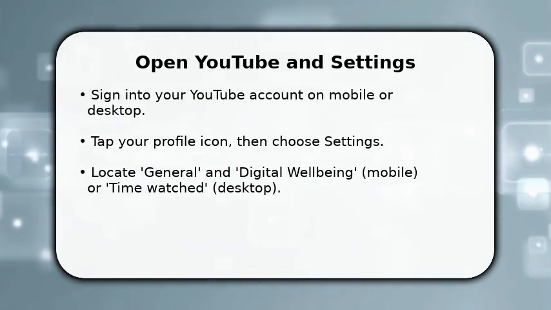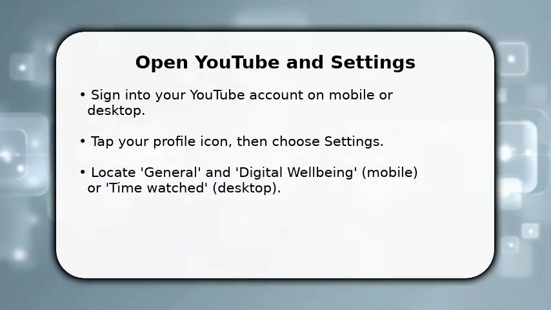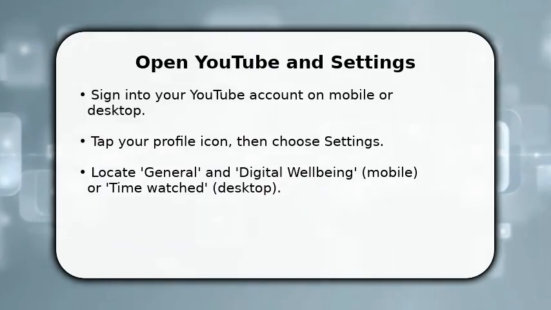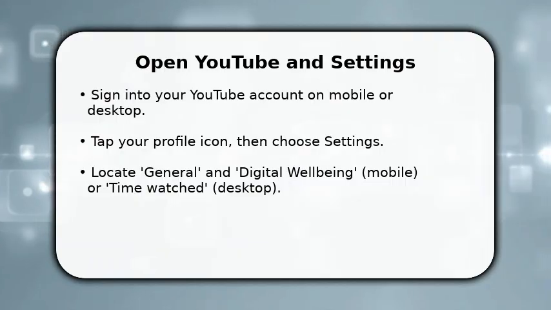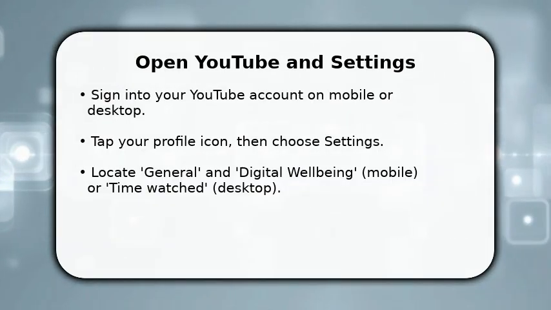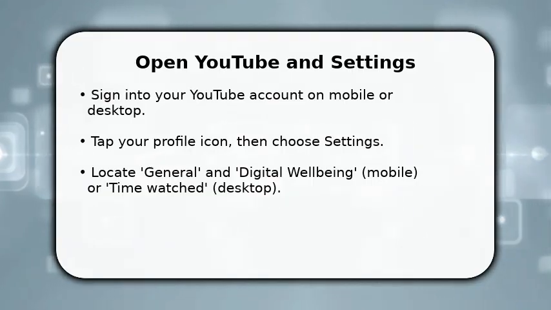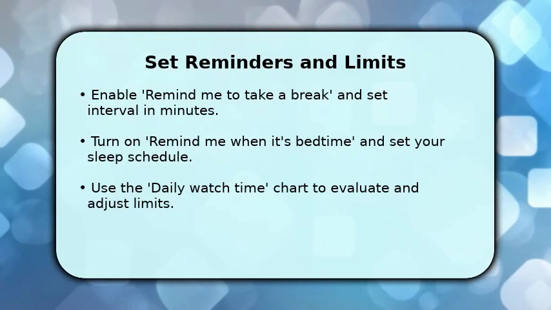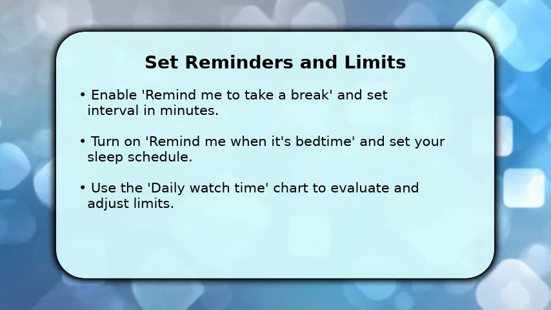On mobile, open General and then Digital Wellbeing. On desktop, click Time watched in the left menu to view daily stats. These screens are where watch time reminders and limits live, so make sure you reach the correct menu before moving on. Now you configure the actual watch time controls.